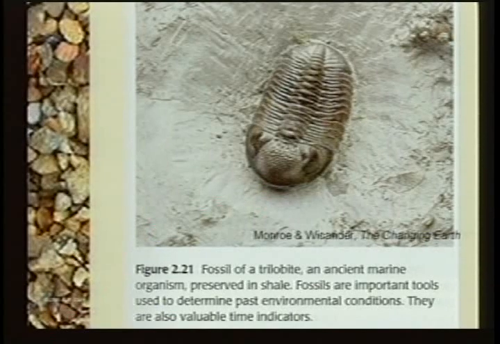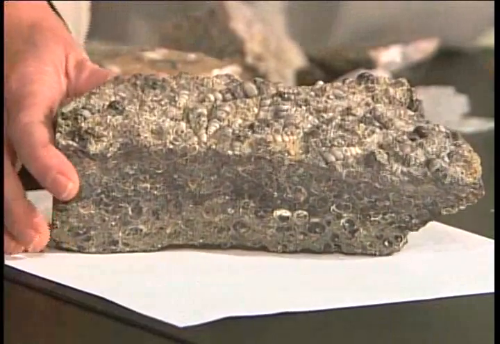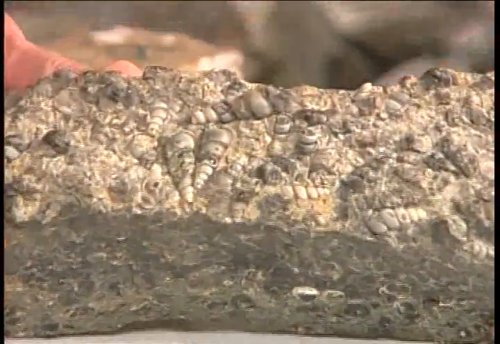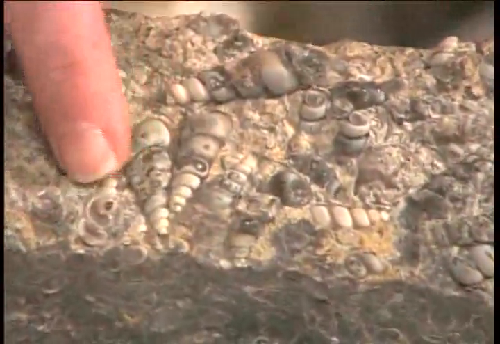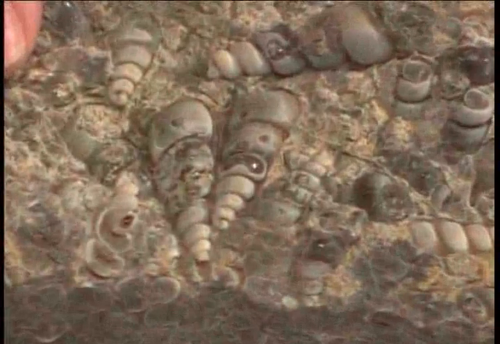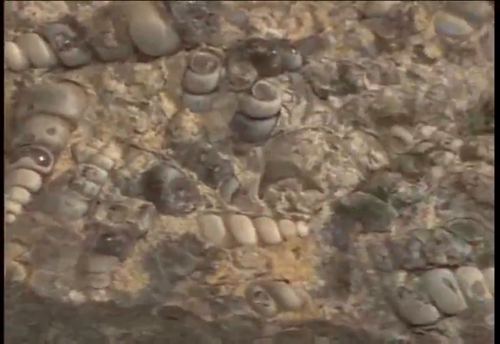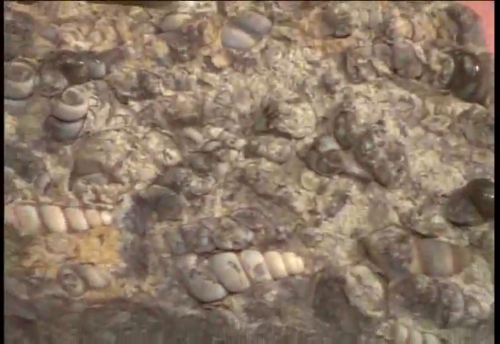I have an example to show you as well. This is one collected out in the field. It's not as fancy as the trilobites, but you can see, especially on the top surface, that we have lots of individual gastropod shells within this matrix. So this is a fossiliferous rock. The sedimentary rock has preserved the remains and traces of past life.